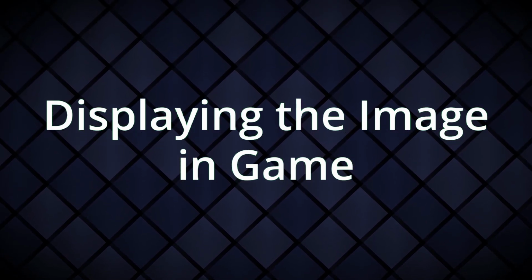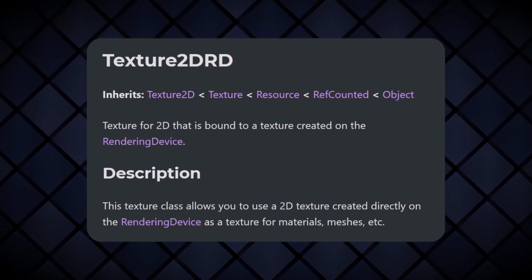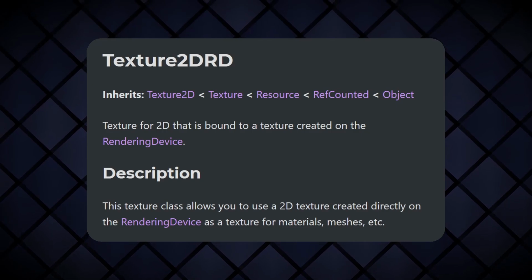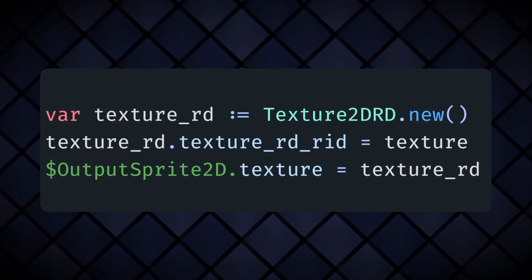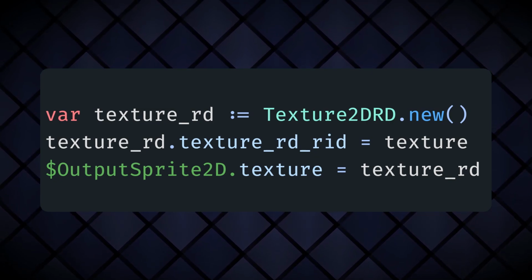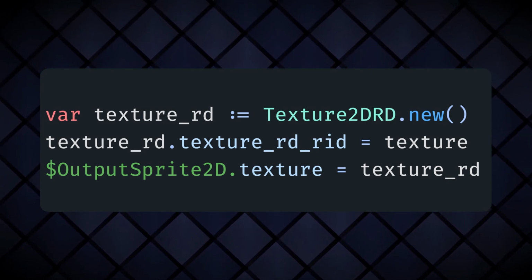Now for the second method, which allows us to display the image in game without having to first retrieve the data in our script. Godot 4.2 introduced the Texture2DRD type to do exactly this. Create a new Texture2DRD. Set its Texture RD RID property to your texture. Then set your sprite's texture to the new texture we just created.